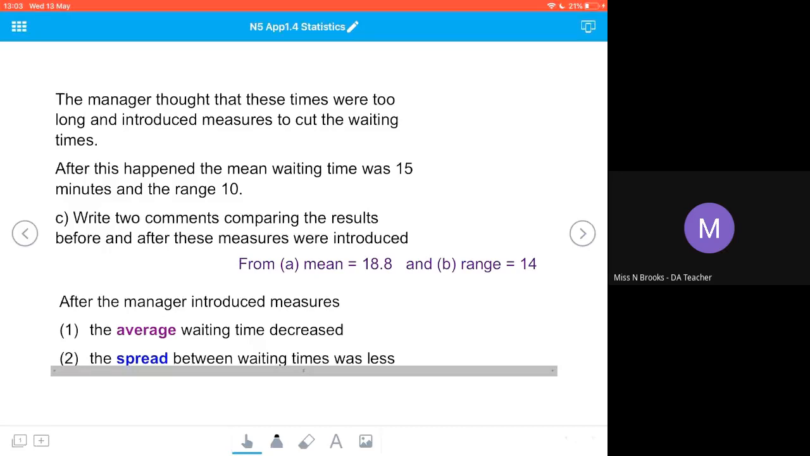So range is a measure of spread. And so to demonstrate that we understand what range is and why we're calculating it, we're going to use the word spread in our answer.